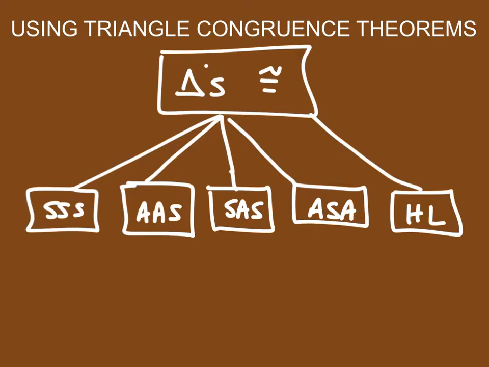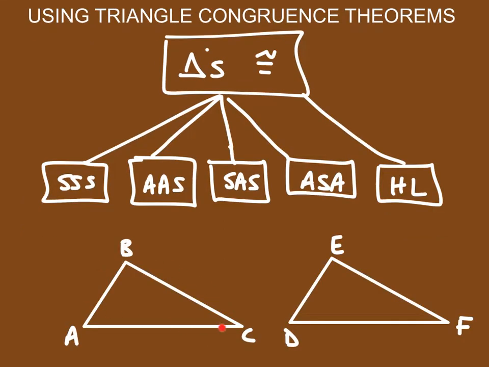Now, I'm just going to use side-angle-side, so let me draw a picture of the side-angle-side congruency theorem. I've drawn two triangles here. I've got triangle ABC and I've got triangle DEF. Now, if I wanted to show, using side-angle-side, that these two are congruent, let's say that AB is congruent to DE. Let's say that angle B is congruent to angle E, and then let's say that BC is congruent to EF.